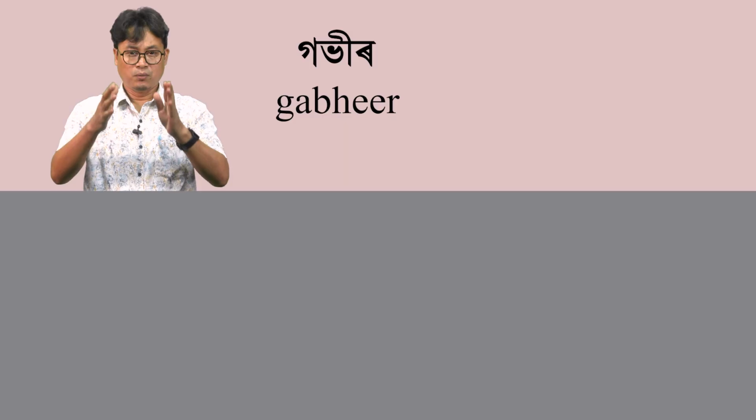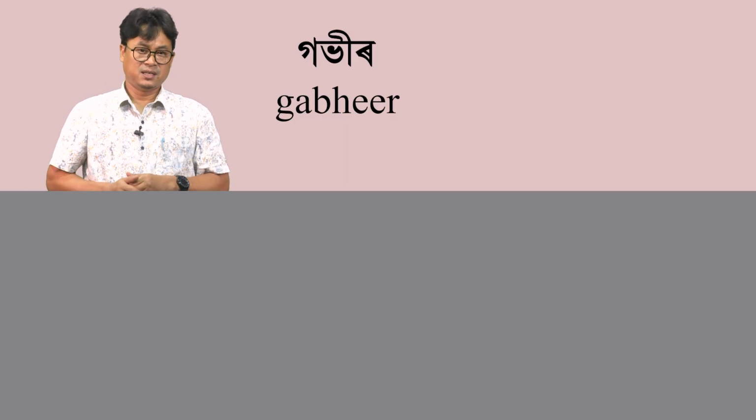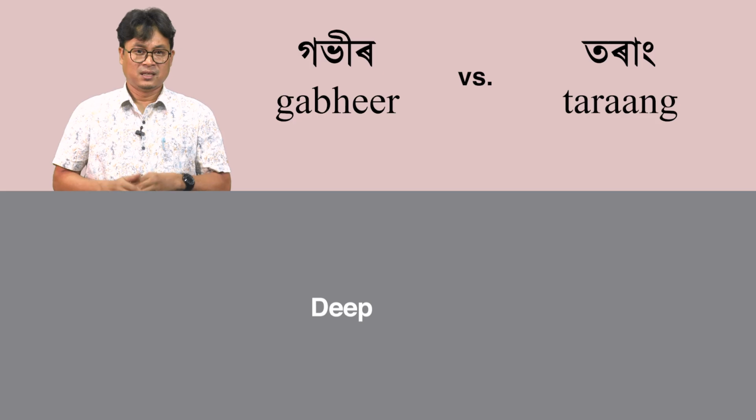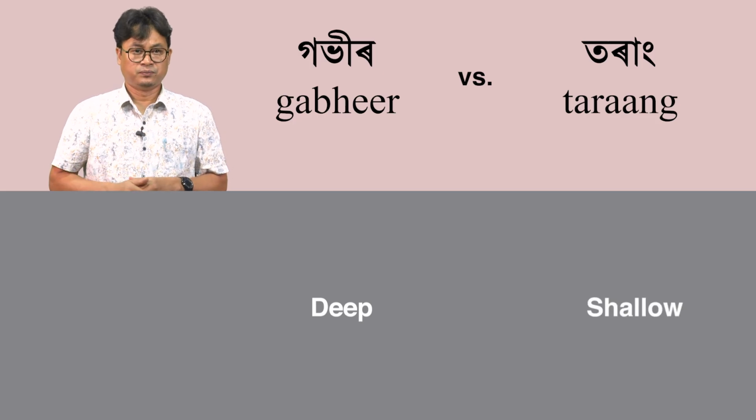Similarly, gabhir means deep versus torang. Torang means shallow. This pair of antonyms may refer to physical depth, but it can also refer to seriousness of thought. This contextual flexibility makes antonyms an interesting area of semantic study.